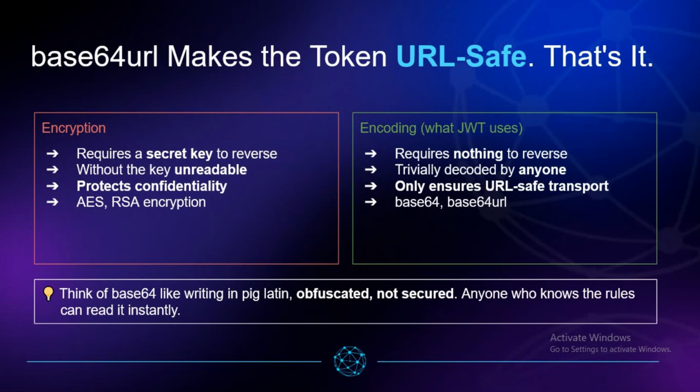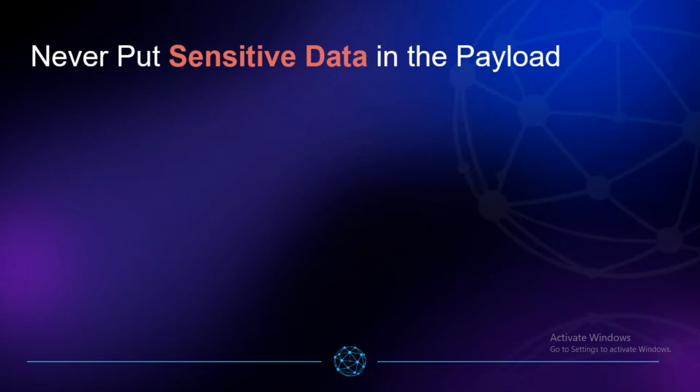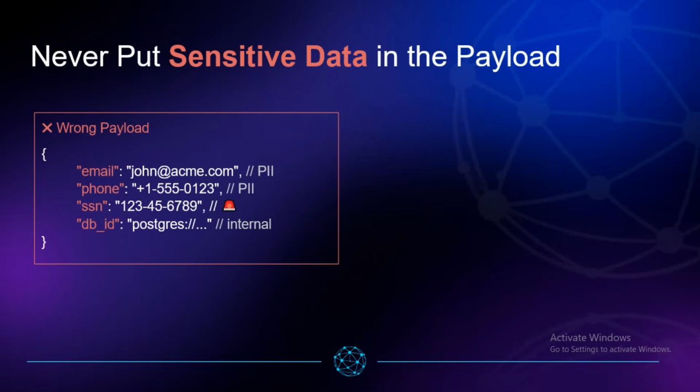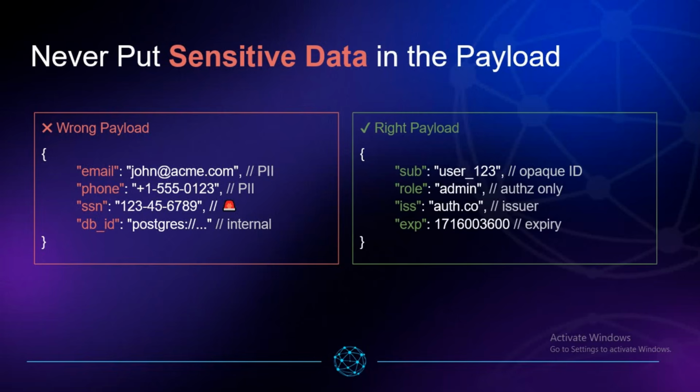So what does this mean in production? It means the payload is public. Treat it that way. I've seen JWTs in production carrying email addresses, phone numbers, full names, and in one memorable case, an internal database connection string. All of it readable by anyone who intercepts the token. Never do this. The payload should carry the minimum needed for authorization decisions: an opaque user ID, roles, the standard claims we just went through. That's it. If you need the user's email, fetch it from your database using the user ID in the token. Don't put the email in the token.